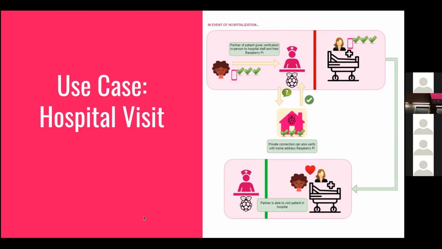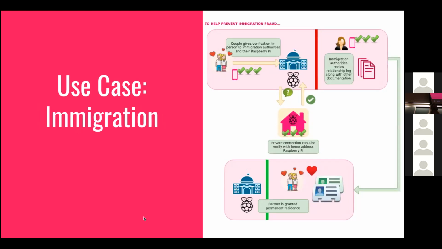And then the partner can visit their partner in the hospital. And the second use case is what we talked about. It's solving the problem of this immigration fraud. And it works exactly the same way, except we're just swapping out the hospital for a government office where their server would be located.